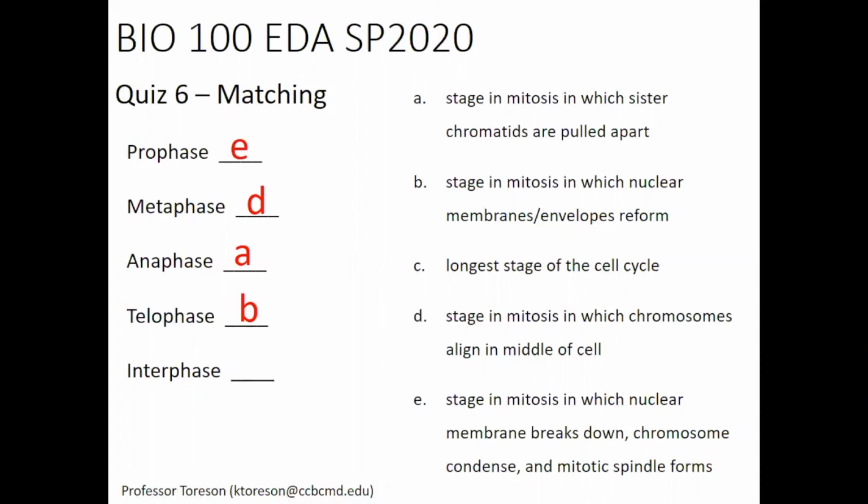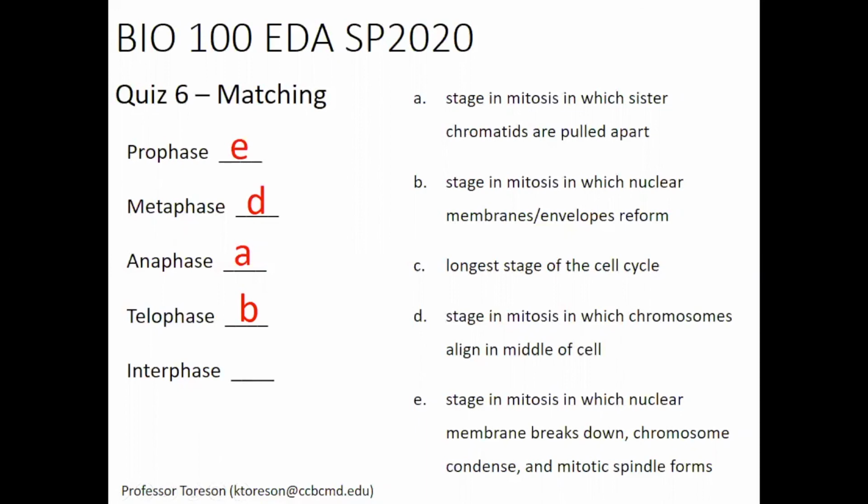Telophase is the last stage of mitosis. In this stage, the nuclear membranes reform around the separated DNA strands so that we get 2 nuclei in one cell. Telophase is then followed by cytokinesis, which was not one of the terms here from the quiz, but in cytokinesis, we have division of the cell itself.